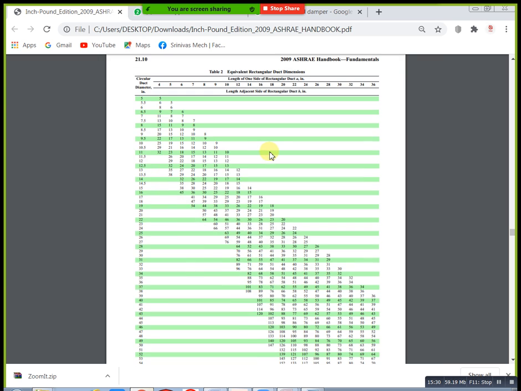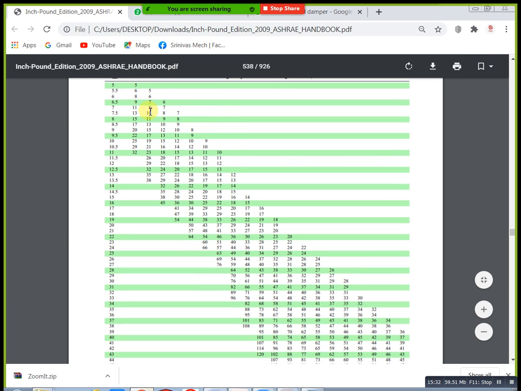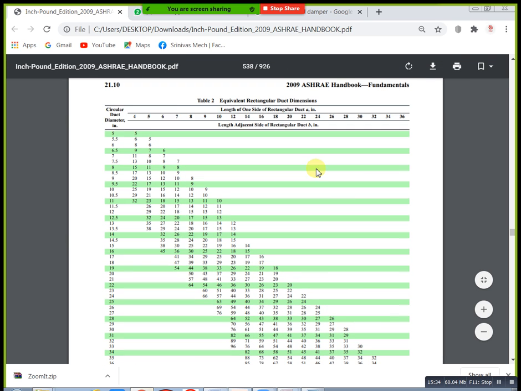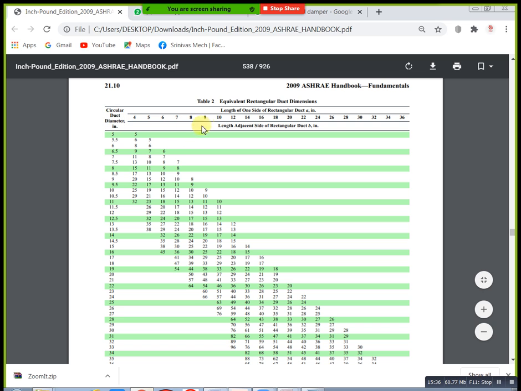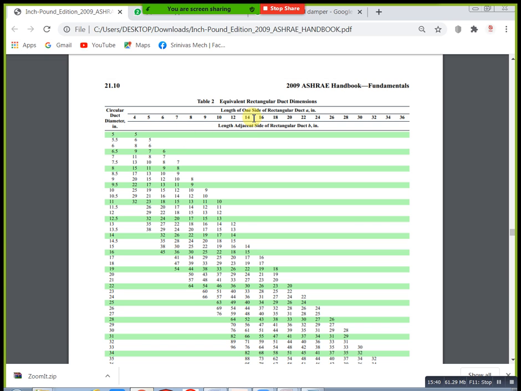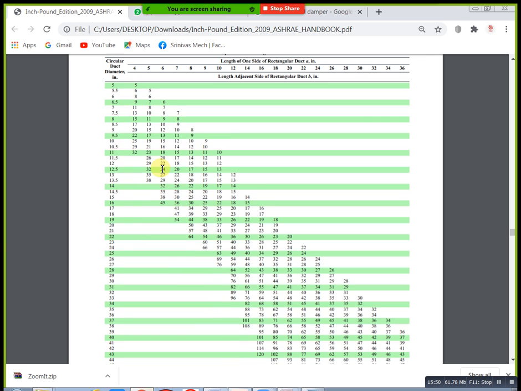What are the two values? One is circular diameter, second one is height. Our height, how much here? 14 inch, our duct height. This is an assumed value, already we know. Next, how much diameter did we get here? Circular diameter value 26, then you will take 26.